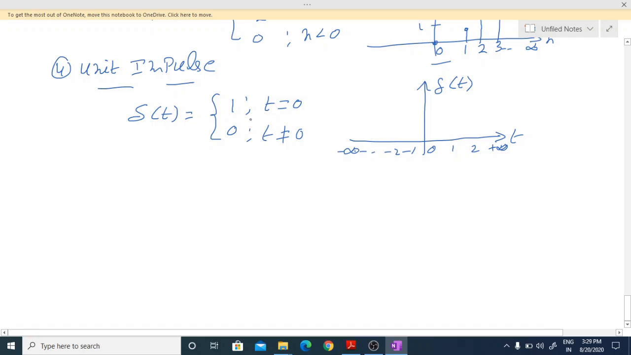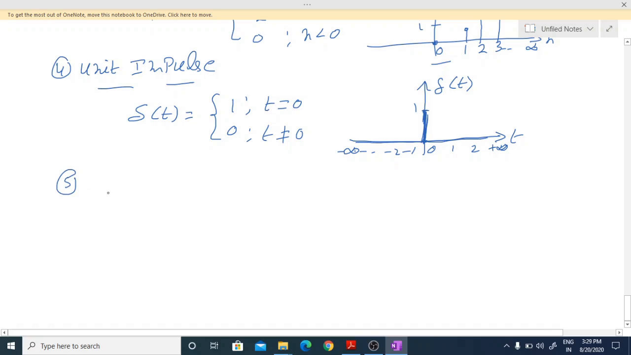As per our expression, the del of t function is equal to 1 whenever t equals 0, so here I put the 1. Whenever t equals 0 we get 1, and if t is not equal to 0, then the signal is equal to 0. This signal is represented in both continuous and discrete cases in the same fashion.